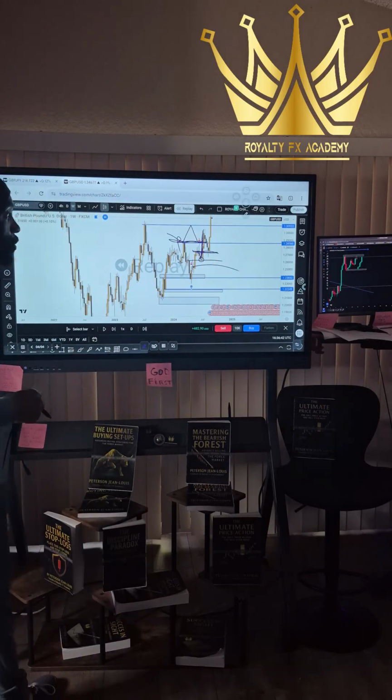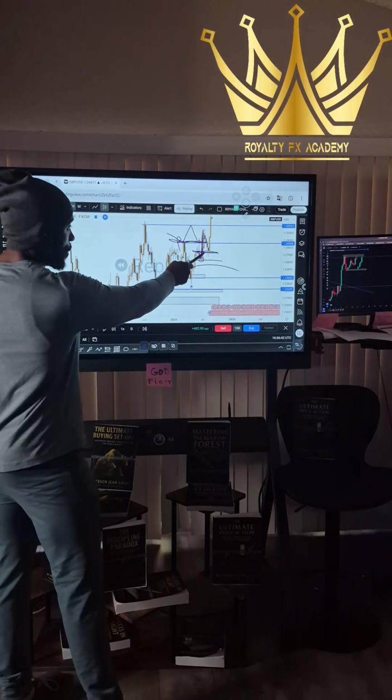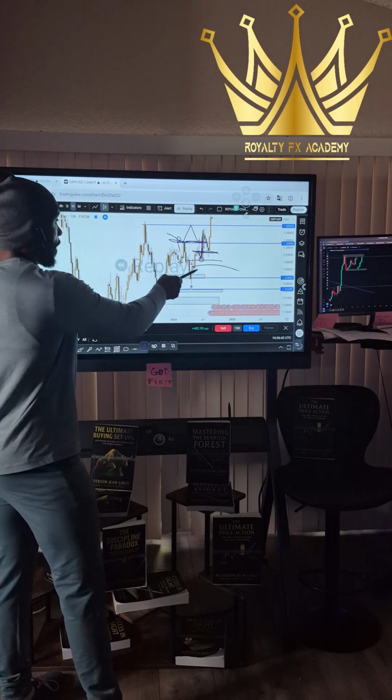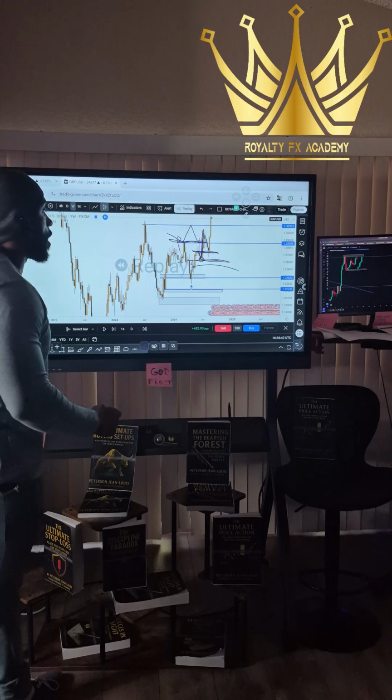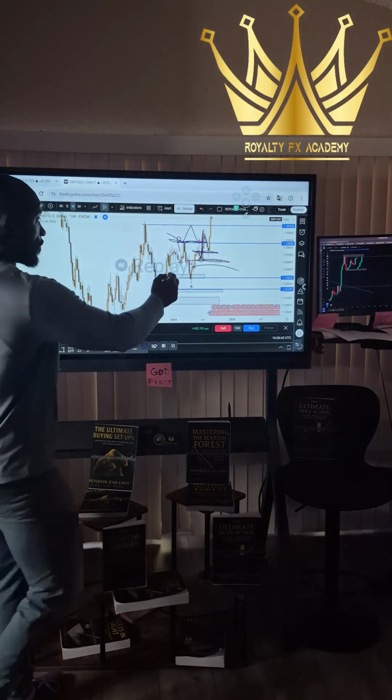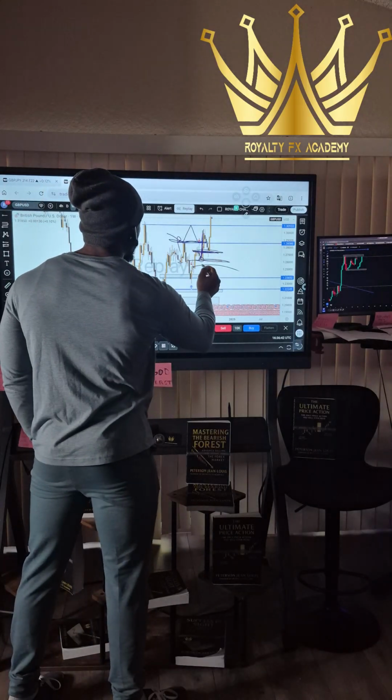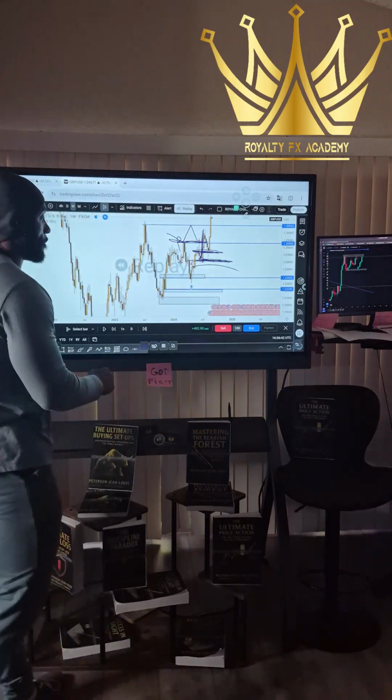Not only did it come to the structure point, it came there more than once. You see the wick? Stop hunt low, right? And then another one. Last zone would be right here. So again, if you were to take that buy based off this zone right here, your stop loss will be down here, okay?